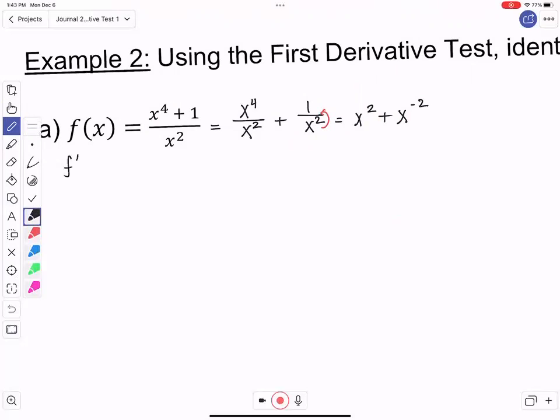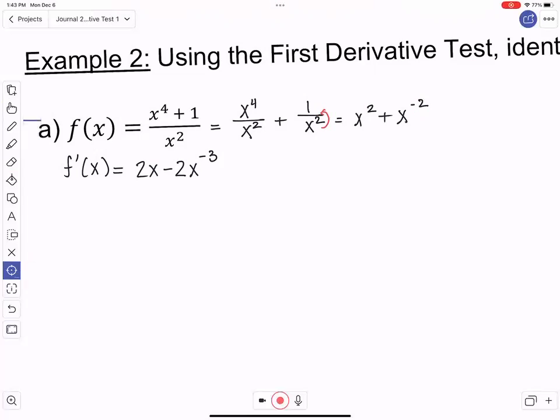So if I take the derivative, this would be 2x to the first power minus 2x to the, what would my new power be if I subtract 1? Negative 3. And that's it. So by the way, you could have taken quotient rule. It's perfectly fine. But I want to show you how easy it is to not use quotient rule either. All right, any questions about how I manipulate it right here?